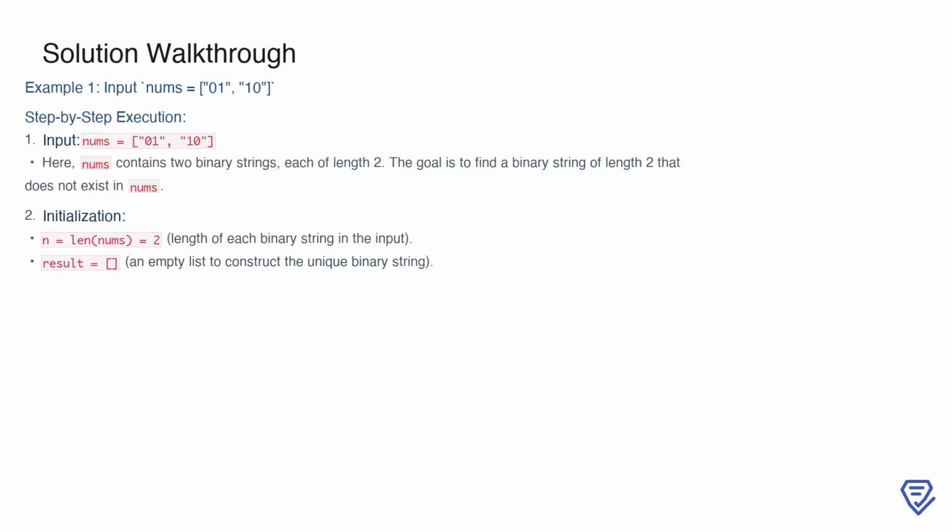To start, we're given the input nums equals ["01", "10"]. This means we have two binary strings, each of length 2. Our goal is to find a binary string of length 2 that does not already exist in this array. First, we initialize two variables: n, which is the length of the binary strings in nums, and it equals 2 in this case, and result, which is an empty list where we'll build our unique binary string step by step.